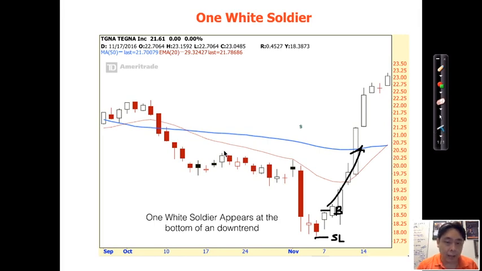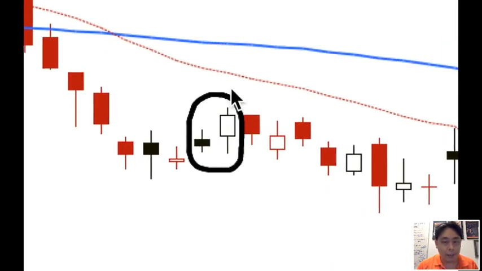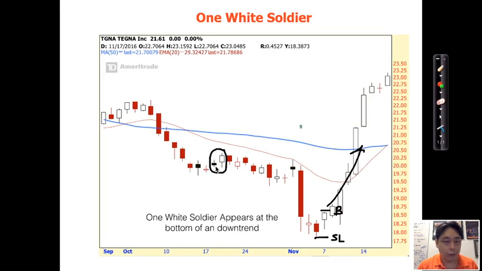Now, some of you may say, hey, isn't this a one white soldier? Bearish candle followed by bullish candle, right? No, it's not. It doesn't meet the criteria because the bullish candle makes a lower low than the bearish candle. That breaks the rules already, so that is not a one white soldier. You have to be really specific to meet the rules.